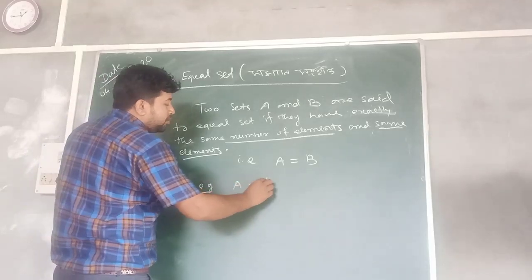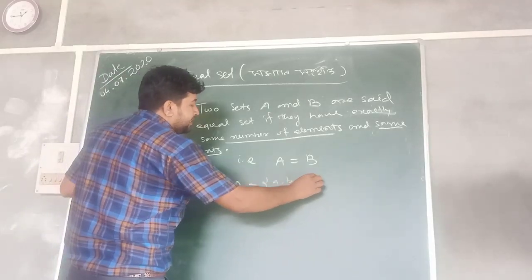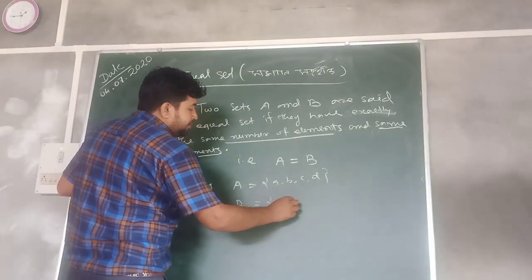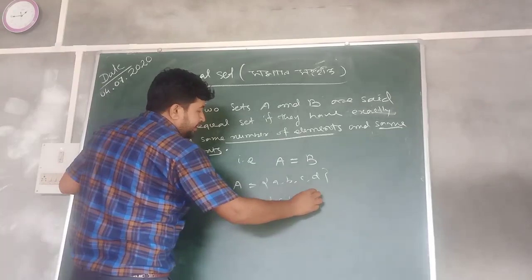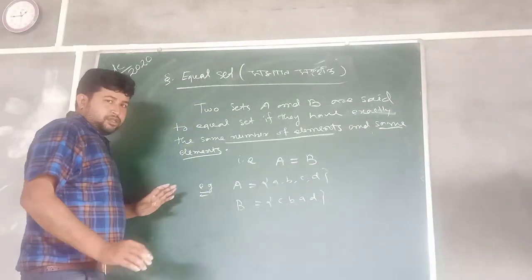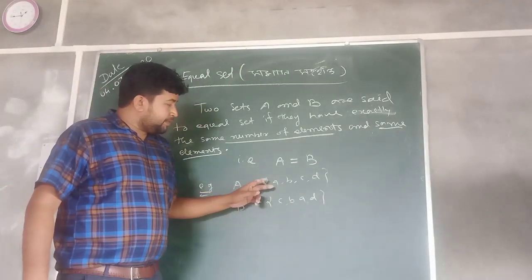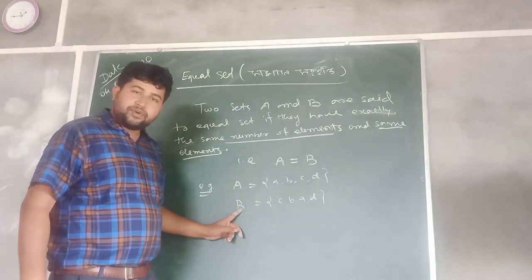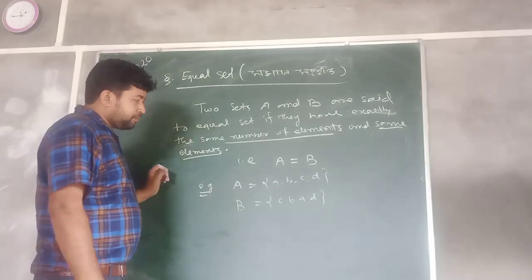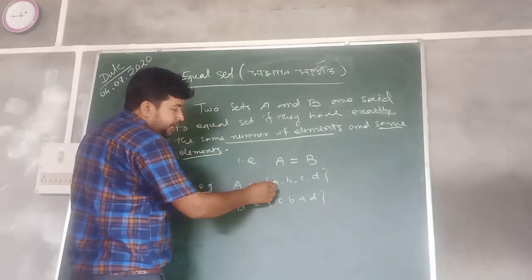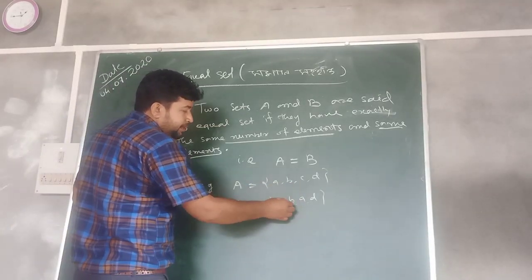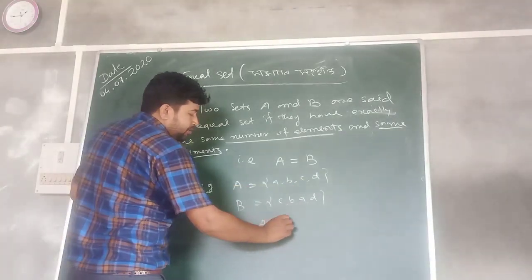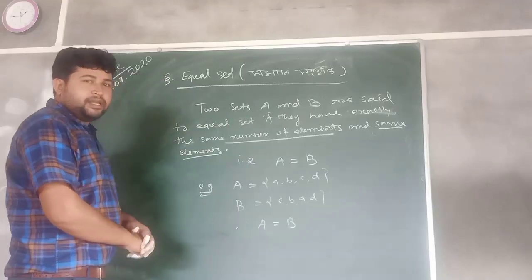For example, capital A is equal to a, b, c, d. B is equal to c, b, a, d. Here, the number of elements of A is 4 and the number of elements of B is 4, and the elements are the same: a, b, c, d. Therefore, A is equal to B.